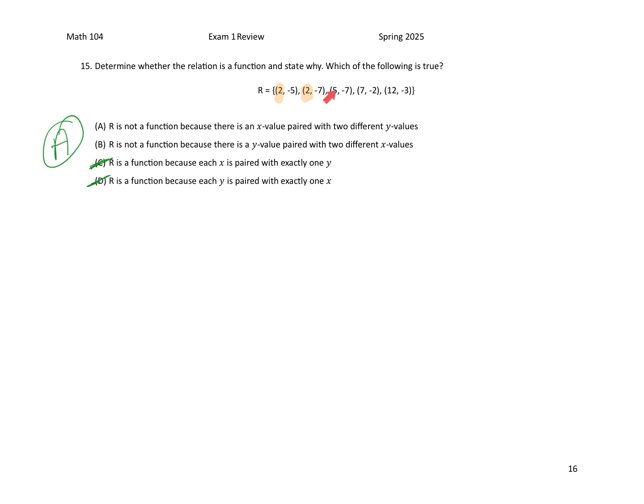So -7 is paired with 5, -7 is paired with 2. This does not matter in terms of whether a relation is a function or not. That is allowed. Okay, what's not allowed is to have one x paired with 2 different y's.